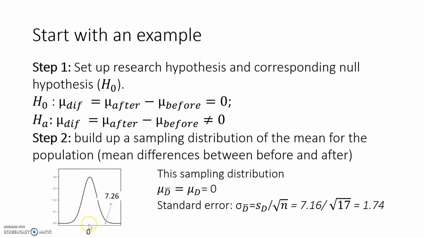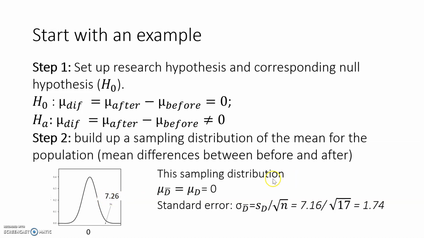And this is how our sampling distribution looks. So the mean of this sampling distribution would be equal to the population's mean, which is 0, because we assume there is no effect of the stats class. So the before test should be equal to the post test. There is no difference between these two tests. And our observed sample mean, which is 7.26, is somewhere here. Okay. And next step is we want to calculate the probability of getting a score as large as 7.26.